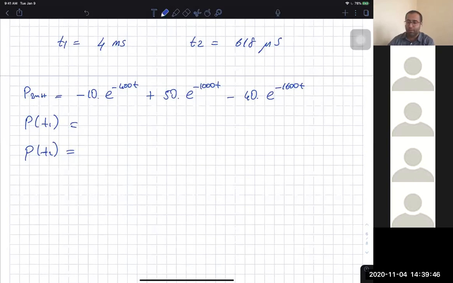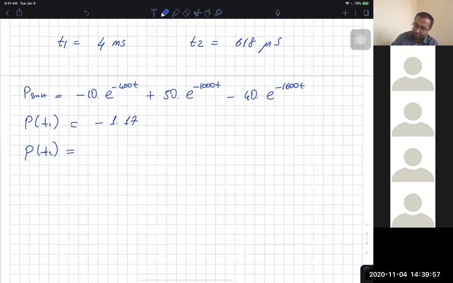For P(T1), minus 1.17 watts. Okay. So definitely that is the minimum. I mean, at least we have zero energy at t equal to 0. So this T2 should be the correct case, but did you also calculate power at T2? It's 4.3 watts. 4.3 watts, thank you.